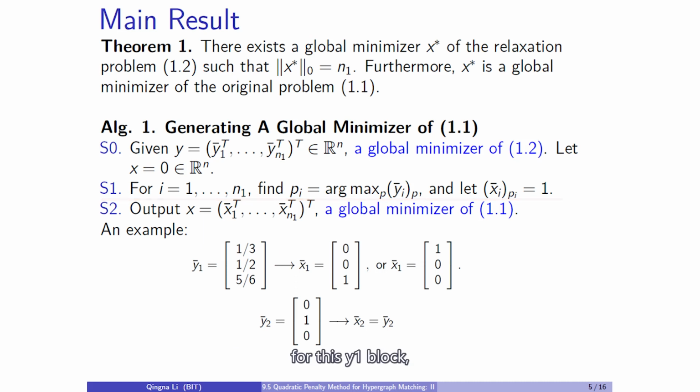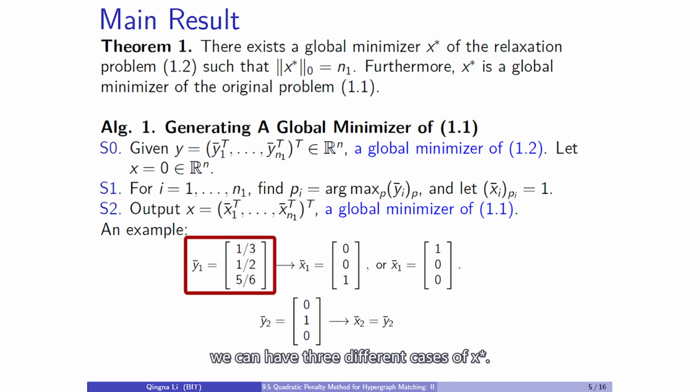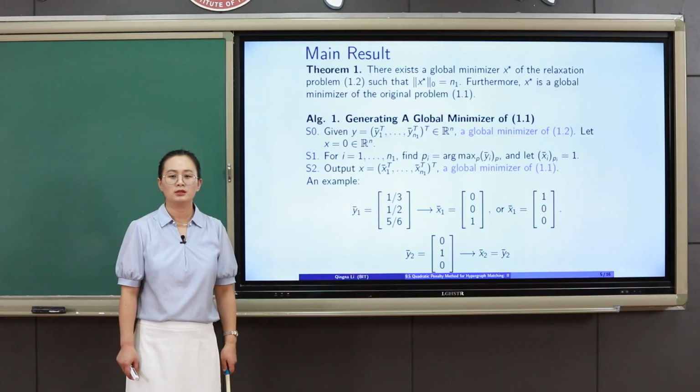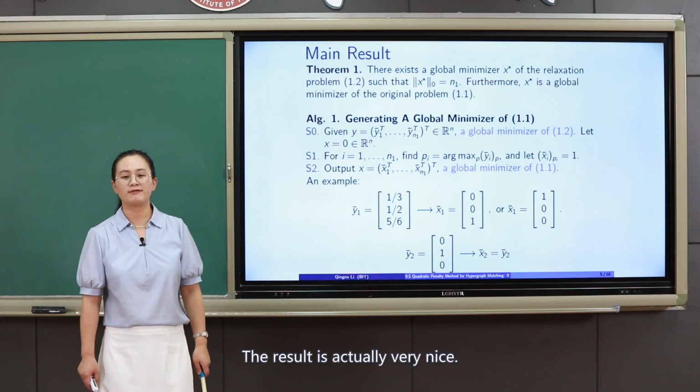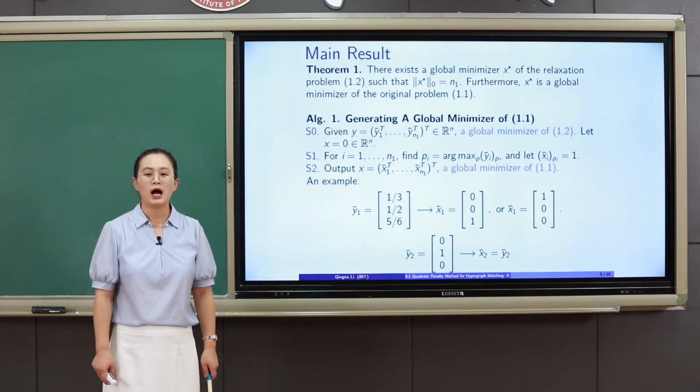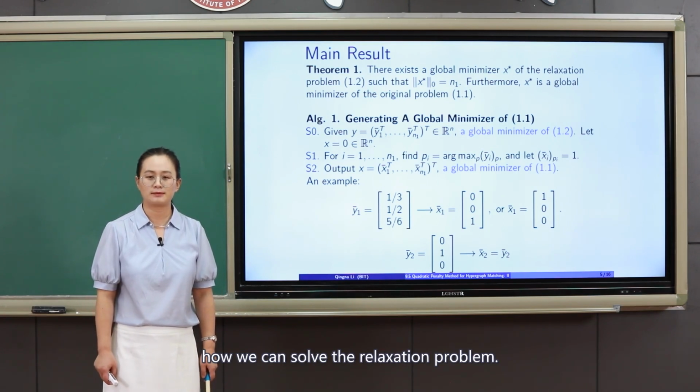For example, for this Y1 block, we can have 3 different cases of X star, okay? Then X star is one of the global optimal solutions of the original problem. So the result is actually very nice. So the remaining problem is how we can solve the relaxation problem.